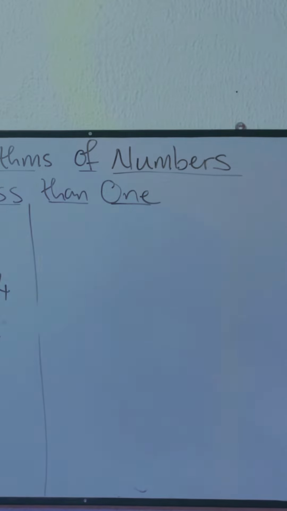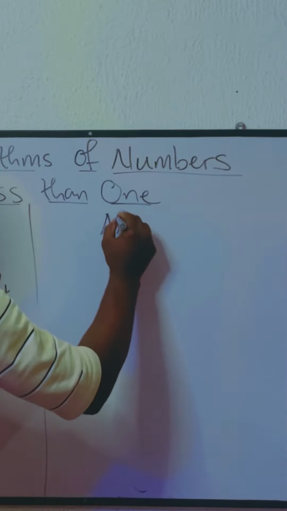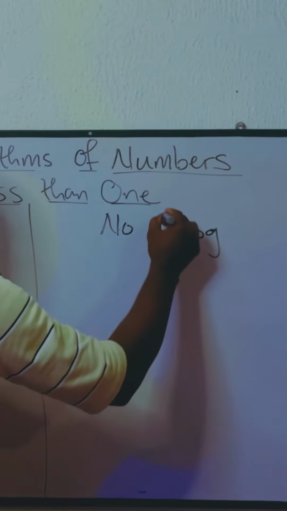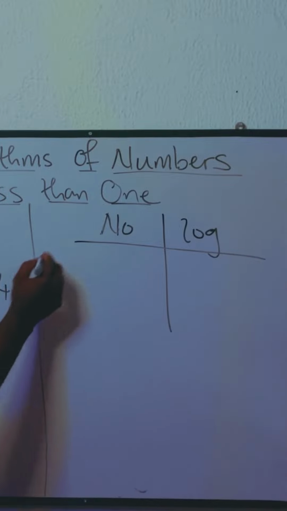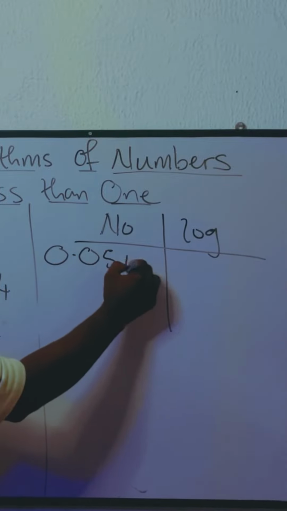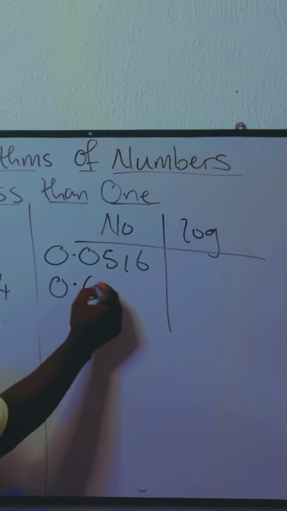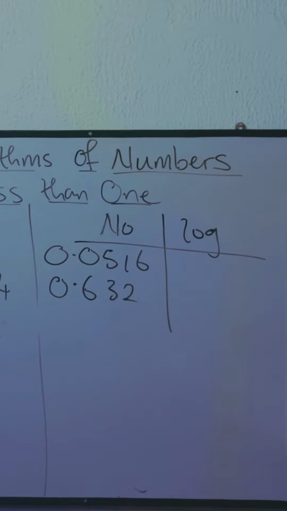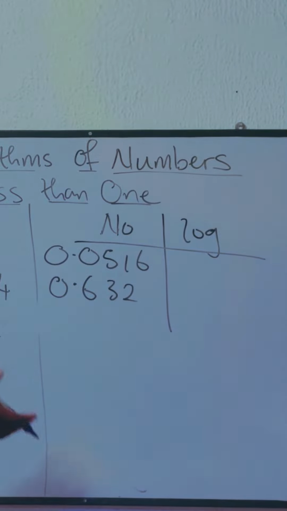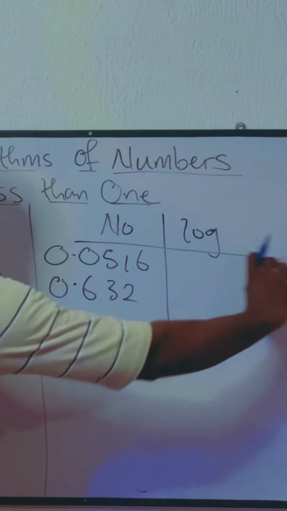So here we have 0.0516 divided by 0.632. So we have our number here and we have our log. So the first one, 0.0516, and that is divided by 0.632. Now, just as in the case of the first one where multiplication signified addition, in this case, division signifies subtraction. So we are going to be subtracting this from this once we get their logarithm.